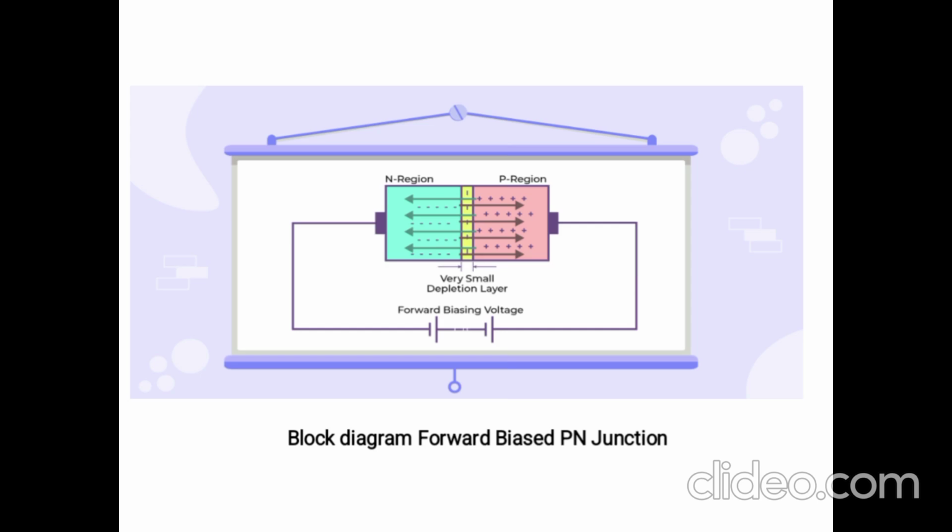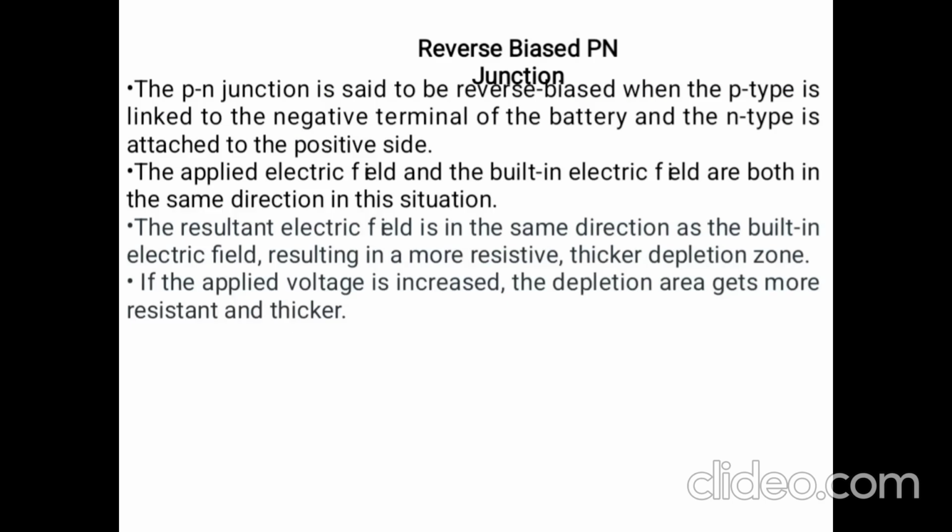Similarly, the negative terminal of the battery injects electrons into the N layer. The electrons move towards the N material and reach the PN junction. The positive charge results in a reduction of the depletion region. This is called a forward bias PN junction.